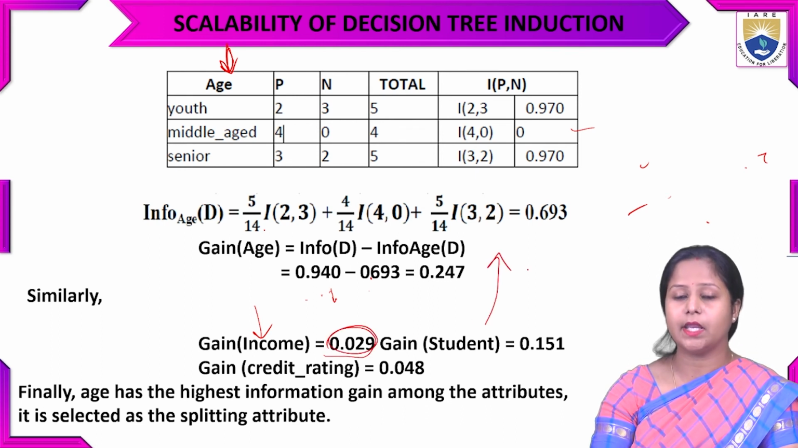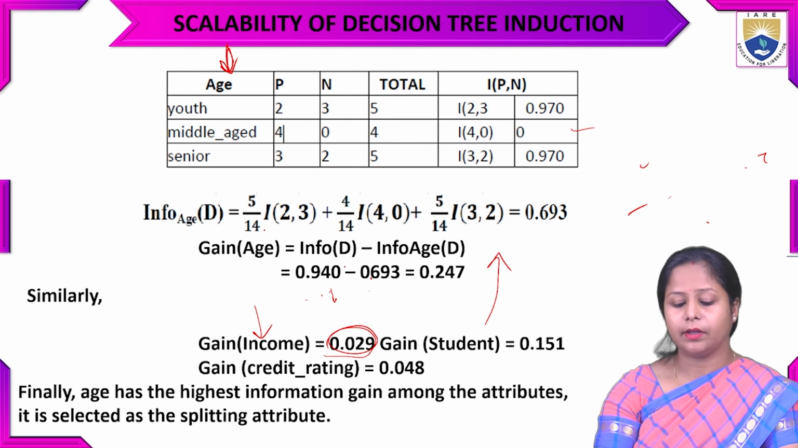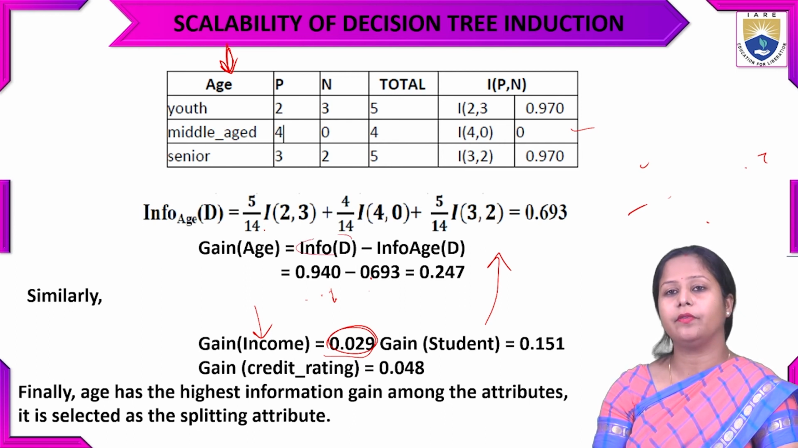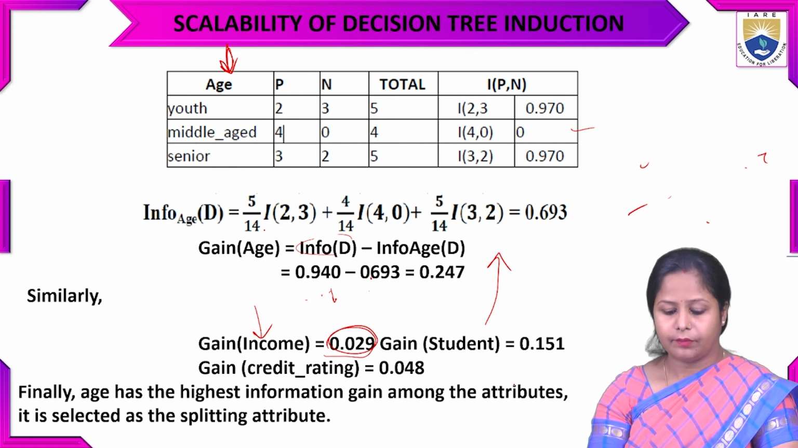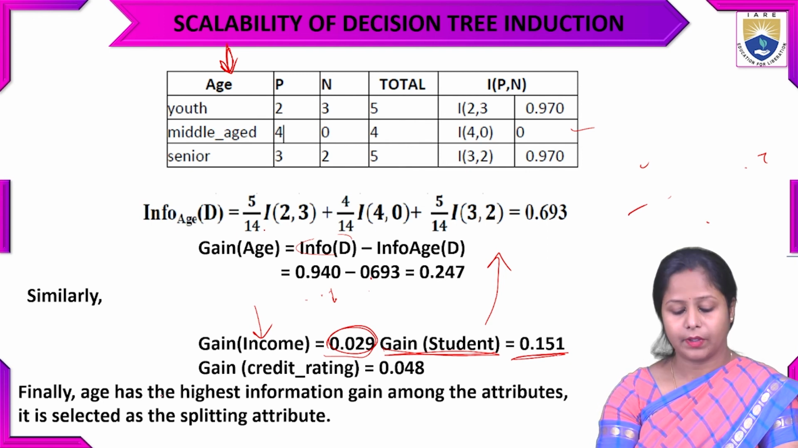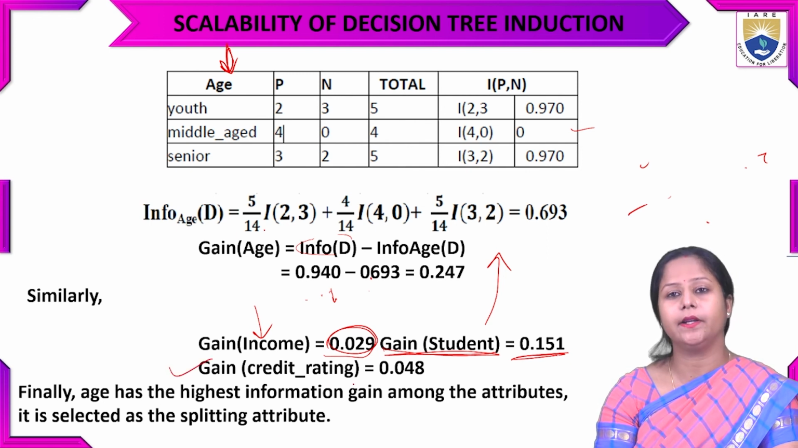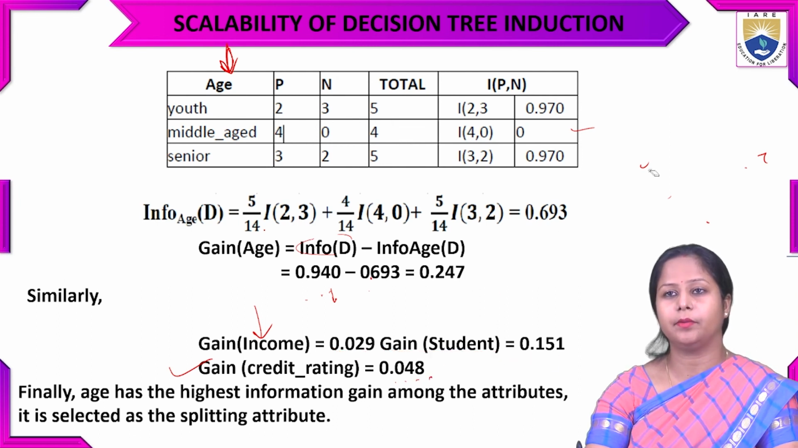If we follow the same procedure for each of the values, we have to calculate the info of D, info of age of T, info of income of G. While we are going to calculate the gain of the student, we will get the value 0.151. When we calculate the gain of the credit rating, we will get 0.048. So these were the calculations we have got from the above example.